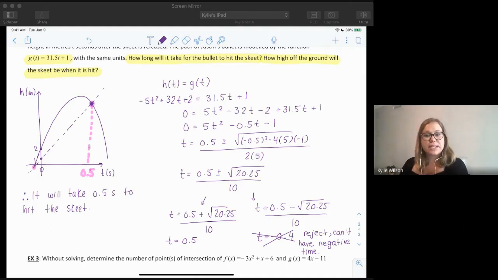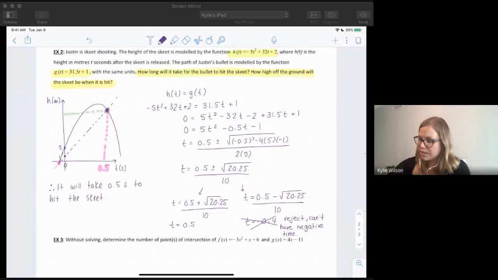Now the other piece it's asking us is, how high off the ground will the skeet be when it's hit? So we're trying to find the height when this is at 0.5. To find that, I'm just going to change this to green so you know that I'm doing that because I'm running out of room. We're just going to sub it into one of our equations, and it's easiest if we sub it into g because g is a simpler equation.